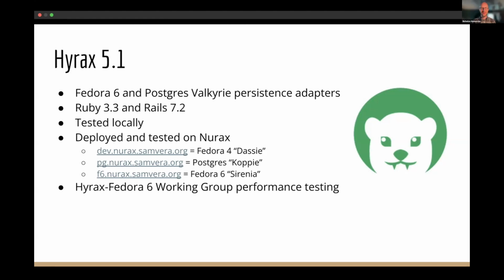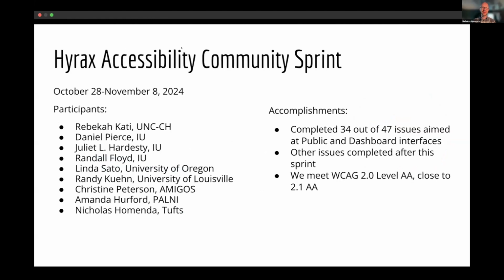Thanks very much, Randall. So this is an example of a community sprint that we had last year. And I think we may have talked about this a few times since, but this shows the level of involvement that we've had from a number of people in the Hyrax maintenance working group, as well as developers, QA testers, and others from around the community, working together for 2 weeks to complete development work on a bunch of issues and bring us up to WCAG 2.0.